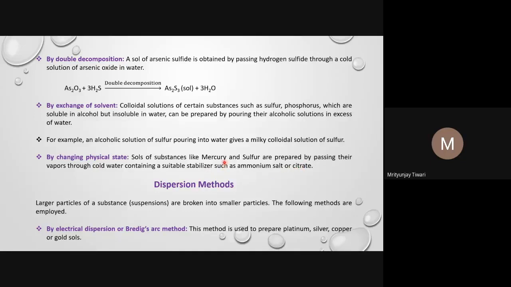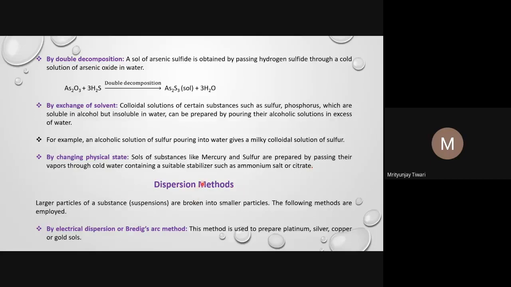So what happens? Mercury is a liquid and sulfur is a solid, so you can use their vapors, and these vapors are passed through the cold water containing a suitable stabilizer. The physical state is the gaseous state, so in the vapor form all the molecules or atoms are separated out, individual molecules. They will now get condensed and come together to form colloidal size particles, and the stabilizer that may be used here is the ammonium salt or citrate.